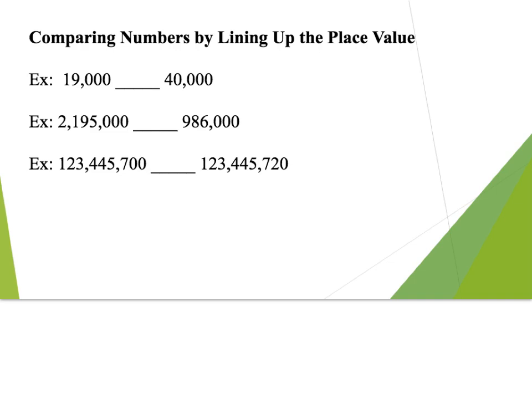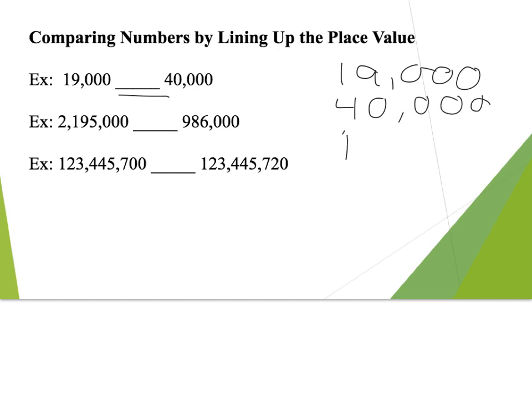All right, let's put those symbols to work. The first example we have is 19,000 and 40,000, and we need to fill in that blank with a less than, equal to, or greater than symbol. One way to compare these two numbers is to line up the numbers by their place value. So if we have 19,000, we're going to line up 40,000 so that all of the place values are lined up accordingly. So here you'll notice we have our 10,000s. Here we have our thousands, 100s, tens, and ones.